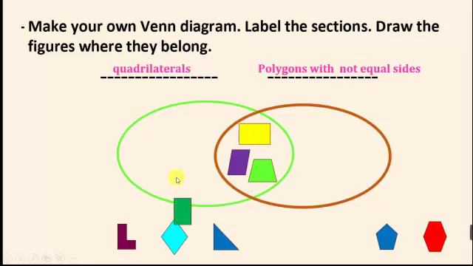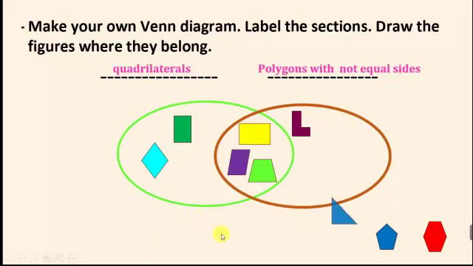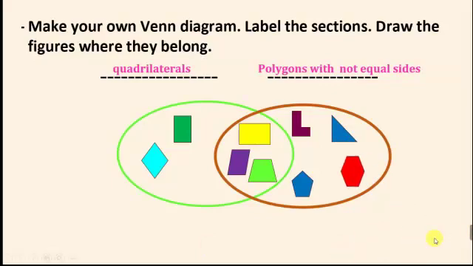So I will put them where? Here in the first circle because they are quadrilaterals. Okay, next circle, I will put polygons with not equal sides. Here it's a polygon, but it has no equal sides. This triangle is a polygon, but it has no equal sides. This pentagon also has no equal sides, and also this hexagon has no equal sides. So I can put them like this. You can think of other categories and you can put them in another way.